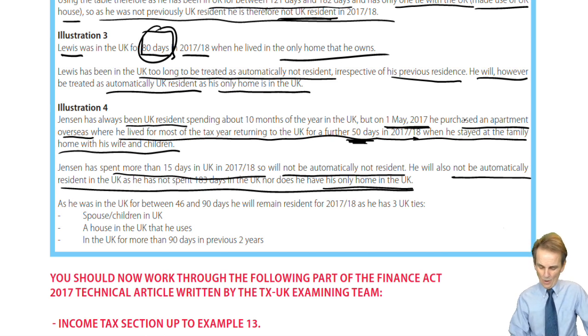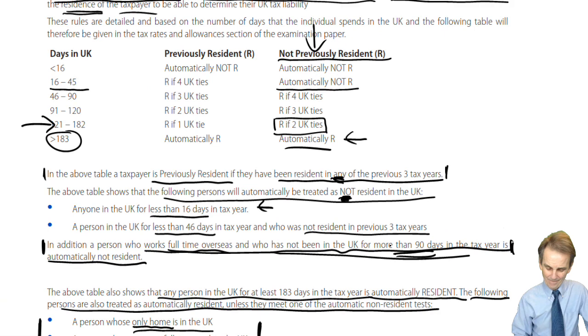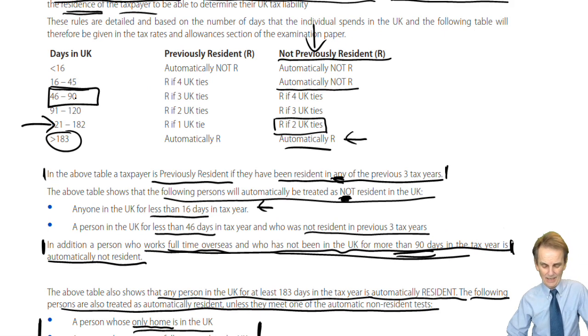So what category does that put him in? Between 46 and 90 days. Let's just go back and remind you of that table. There we go. That is the category he is in. He's been in the UK for 46 days or more. He hasn't been in the UK for 91 days. It is that criteria. He was previously resident, so he'll be resident if he has 3 UK ties.